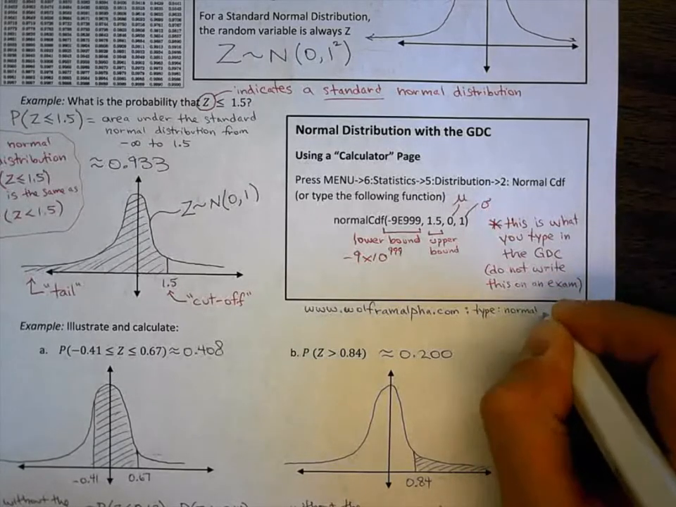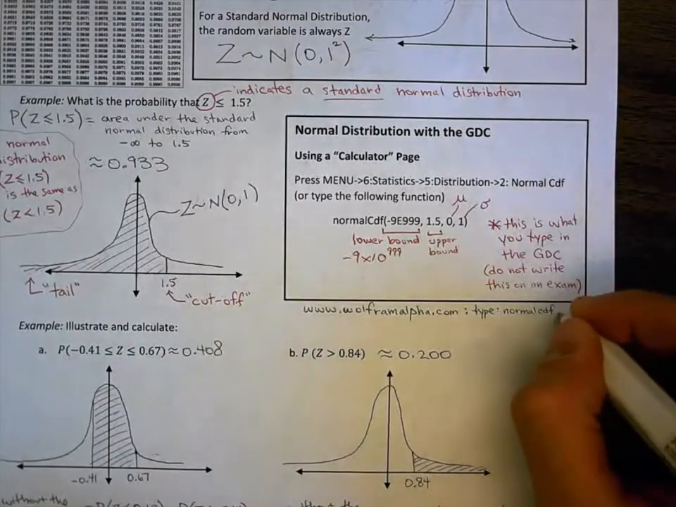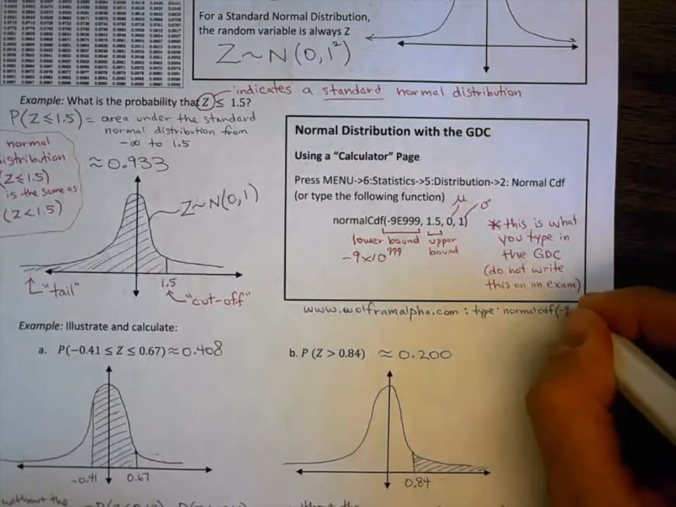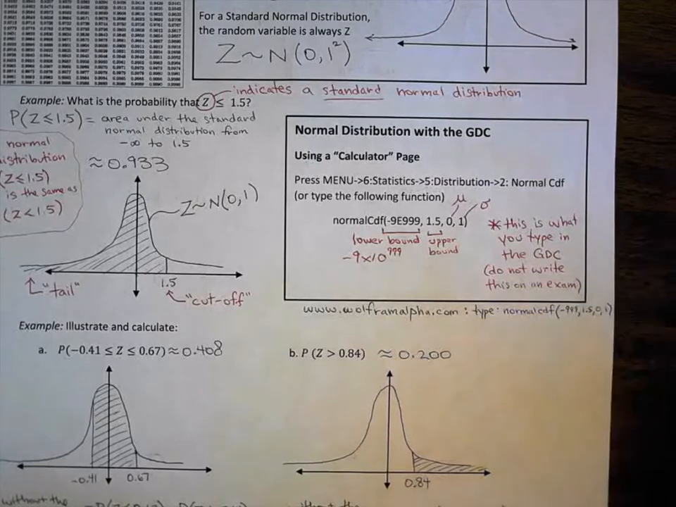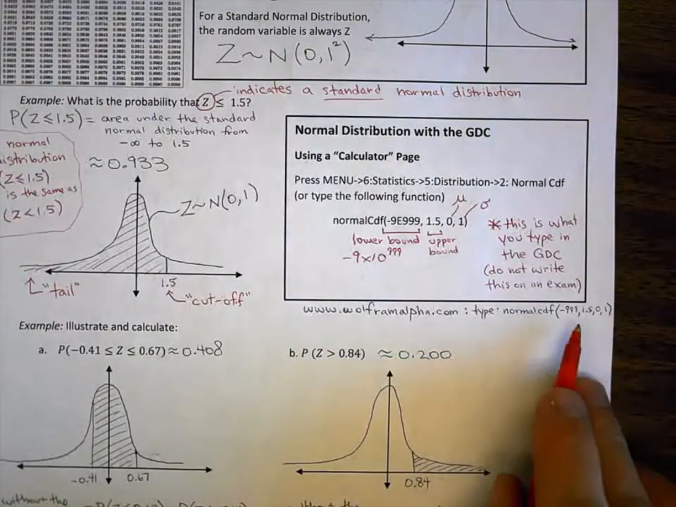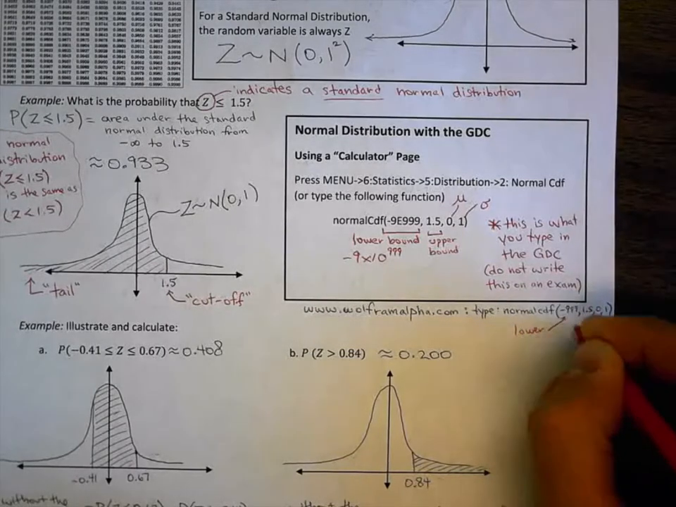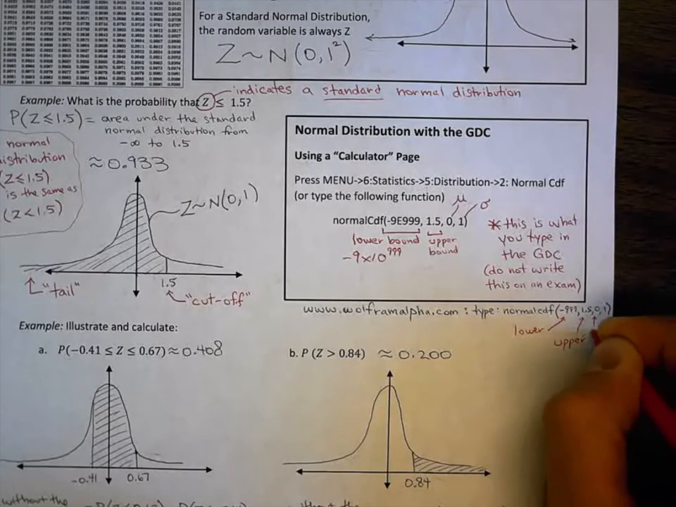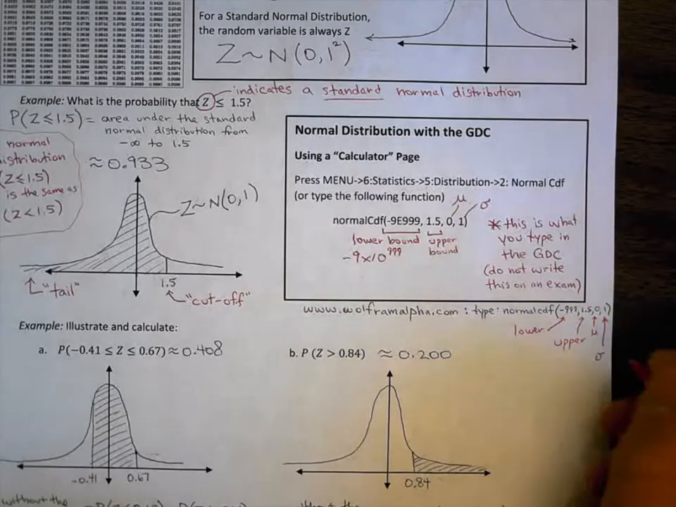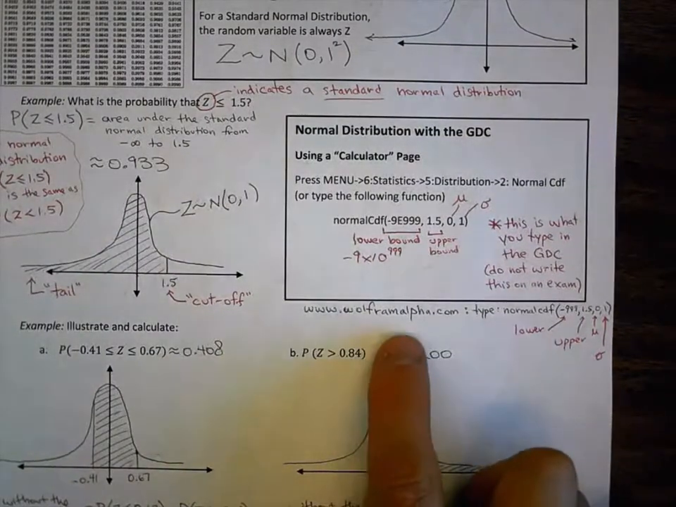normal CDF and then the parameters. So what did we do here? Negative 999, 1.5, 0, and 1. So it's pretty much the same thing. It's normal CDF, and then this is the lower bound, this is the upper, this is the mean, and this is the standard deviation. So if you don't have a GDC at home, please, for the homework, use Wolfram Alpha.